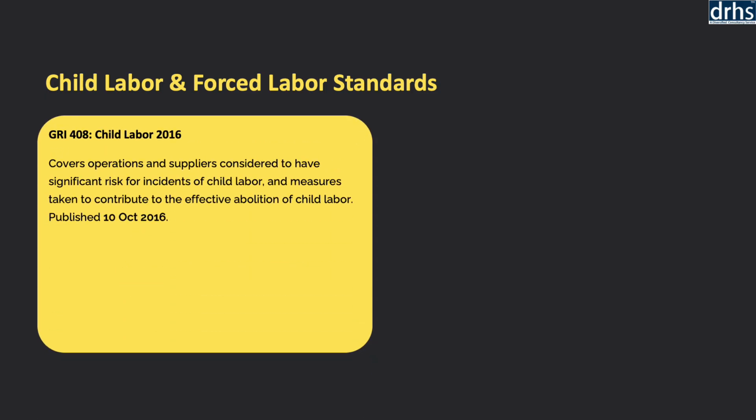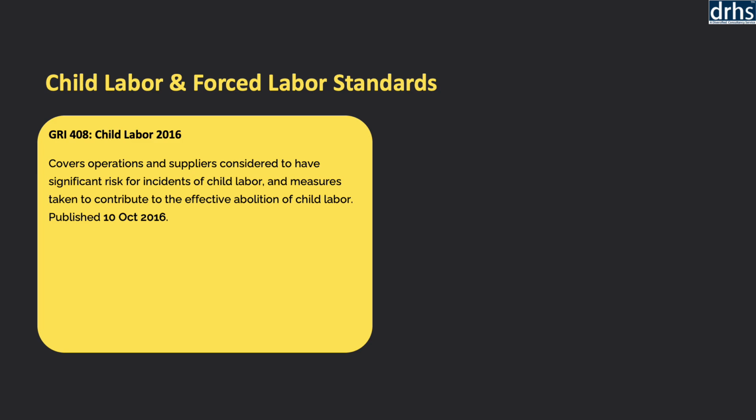GRI 408, Child Labor, 2016, requires organizations to identify operations and suppliers where there is a significant risk of child labor and to disclose the measures undertaken to prevent and remediate such practices.